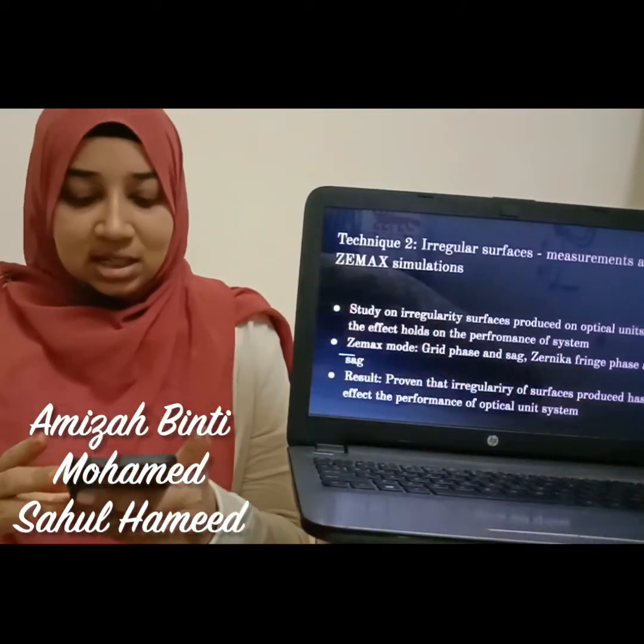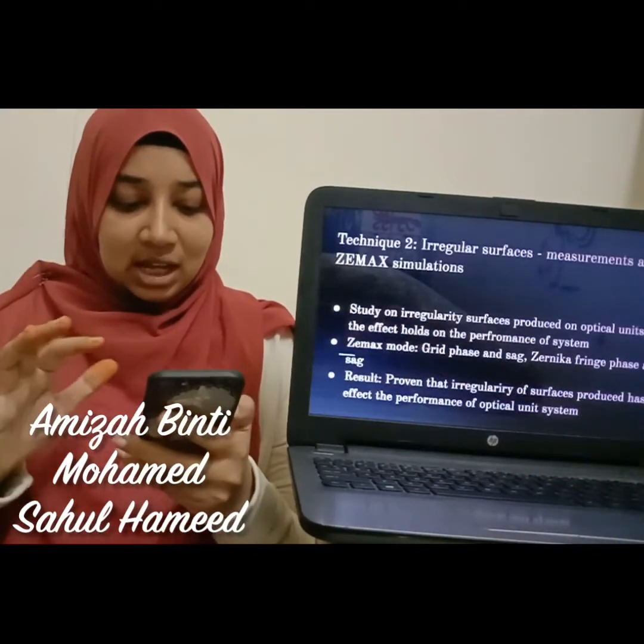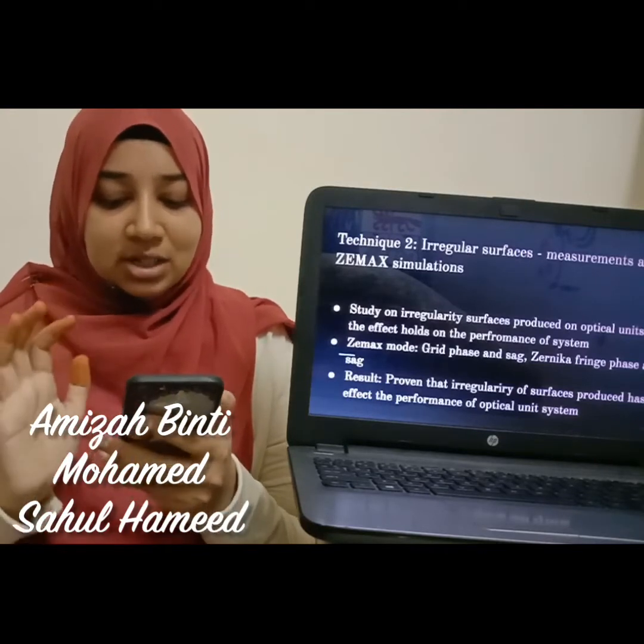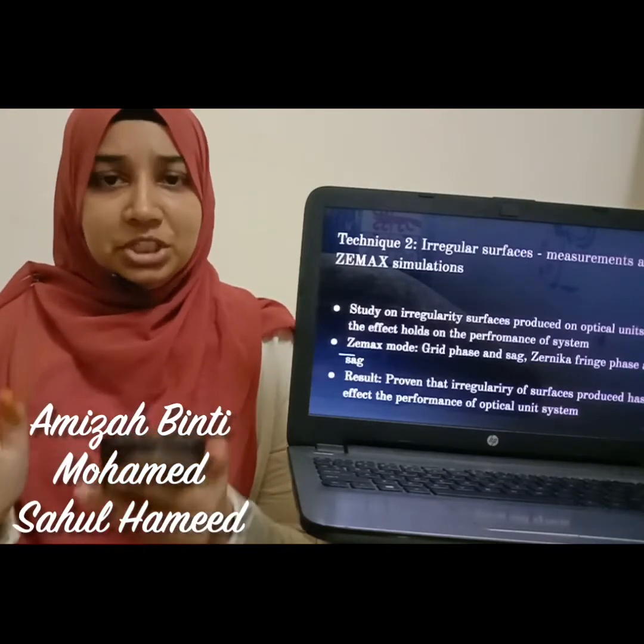The next technique is automatic optimization. The next technique is irregular surface measurements and Zemax simulations.